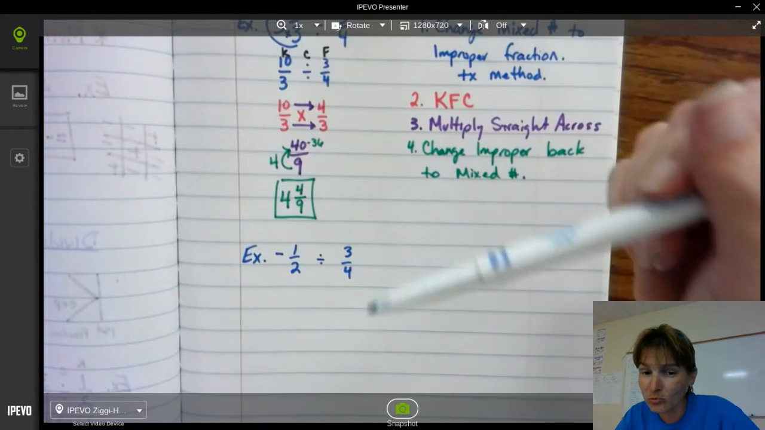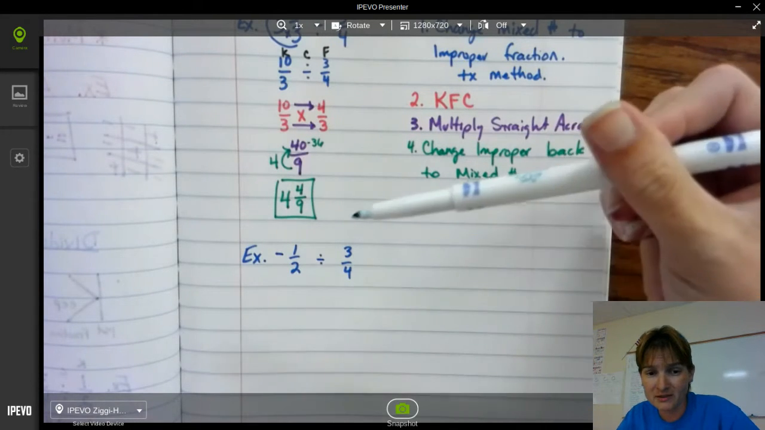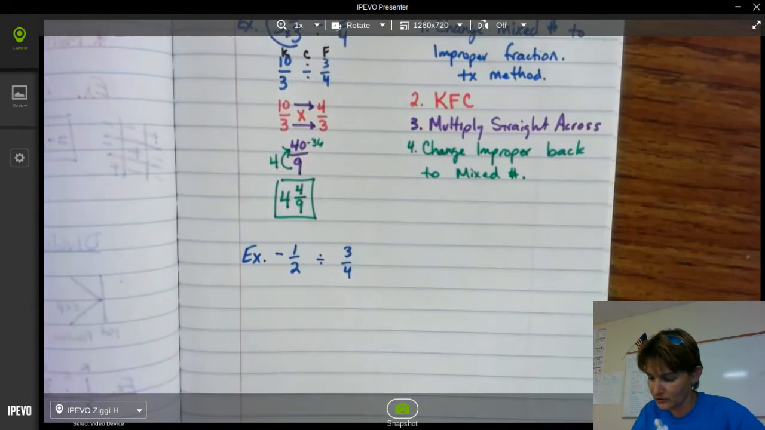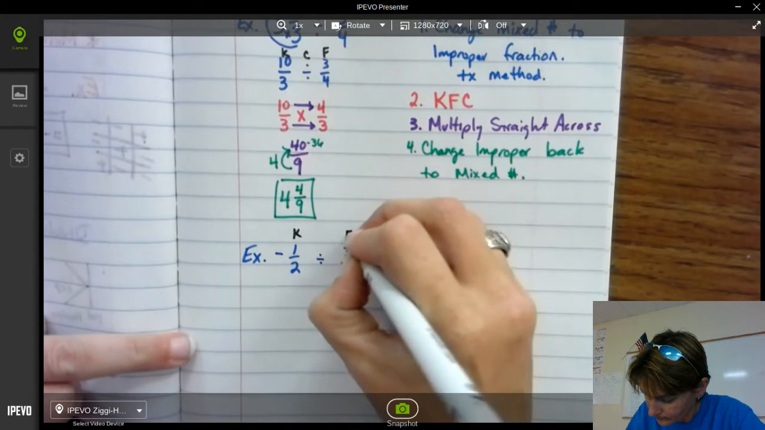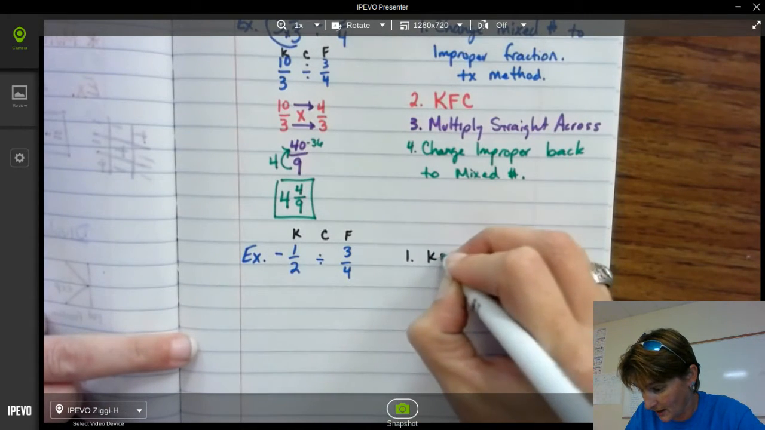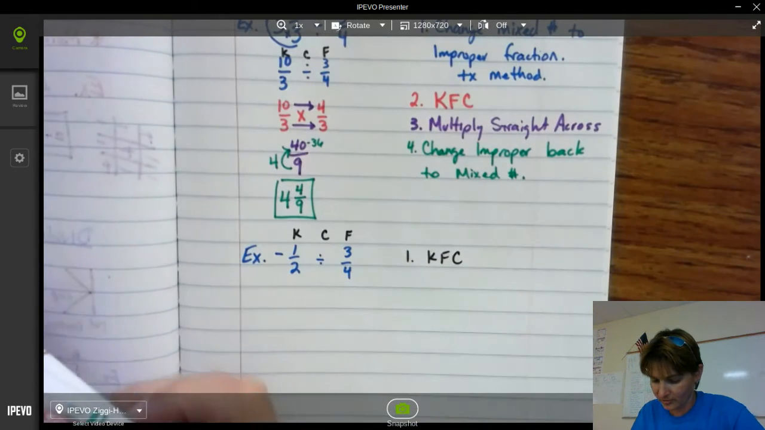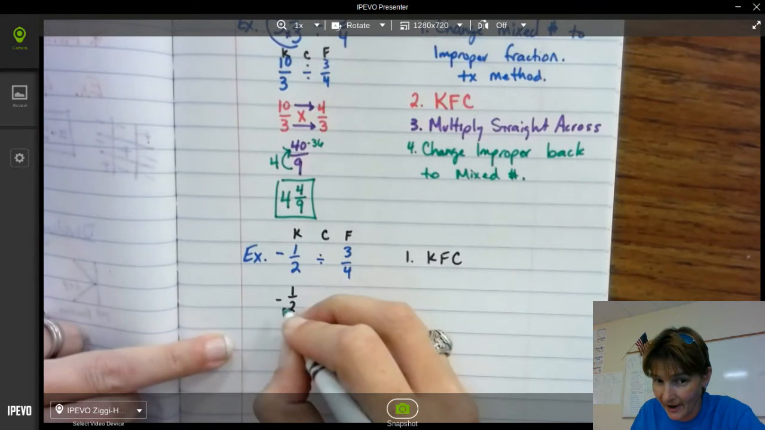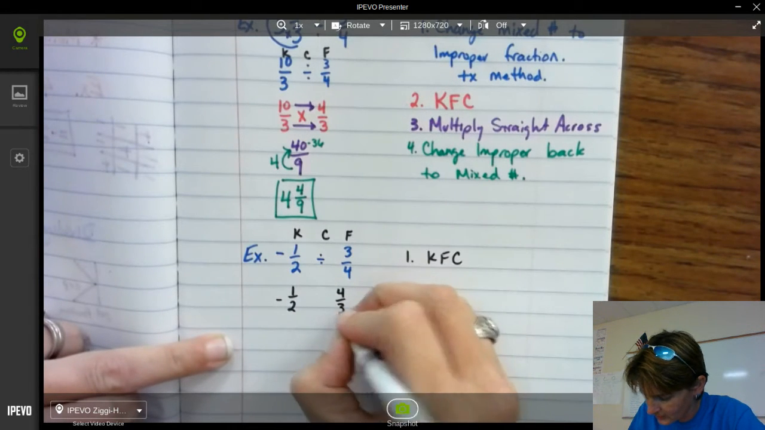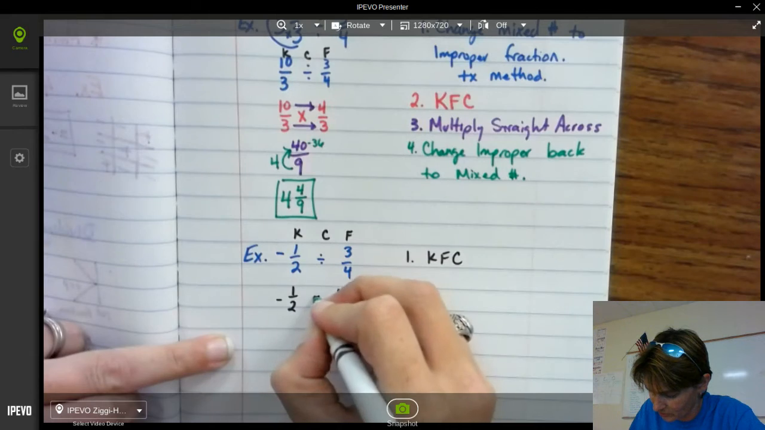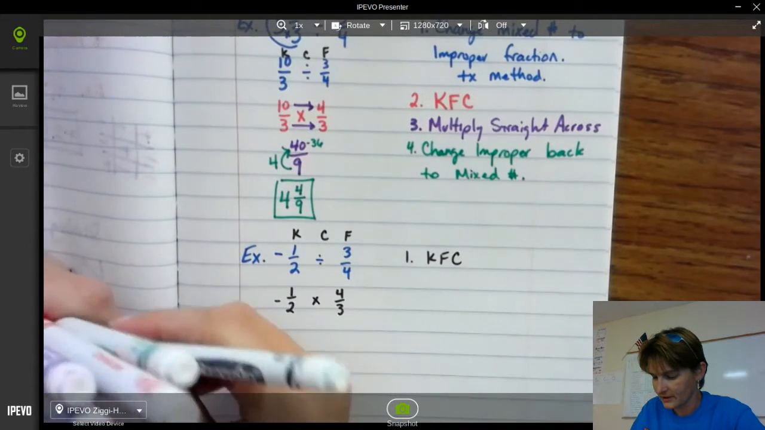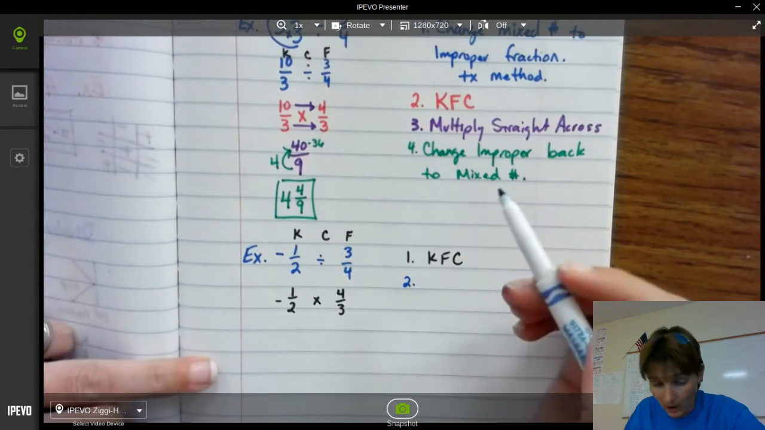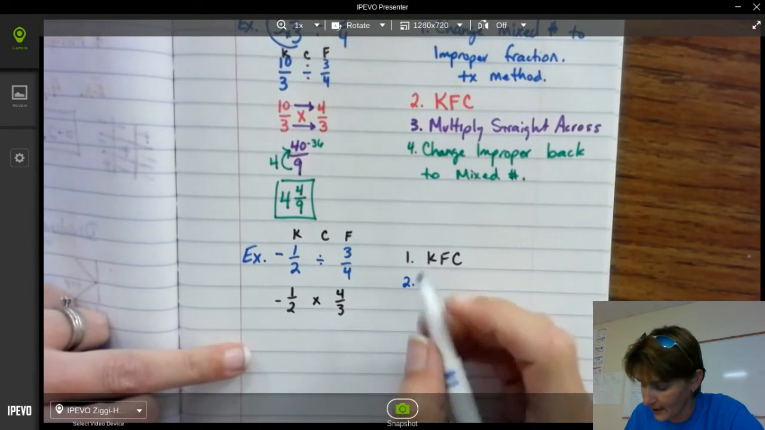I still follow the same rules as before when they were both positive numbers. Nothing has changed with doing the operation. Okay, so we're still going to use our KFC. So first step is still KFC. Keep, flip, change. And keep that in black. So we have our keep as a negative half. We're going to flip to 4/3 and change the division to multiplication. The second step is to multiply straight across or reduce diagonally. On this example, I'm going to reduce diagonally.